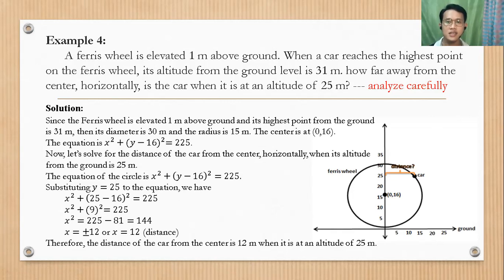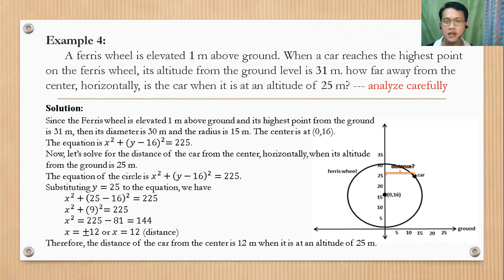Since the Ferris wheel is elevated 1 meter above ground and its highest point from the ground is 31 meters, then its diameter is 30 meters and the radius is 15 meters. The center is at (0, 16). So we have here an illustration. The equation is x squared plus quantity y minus 16 squared is equal to 225.